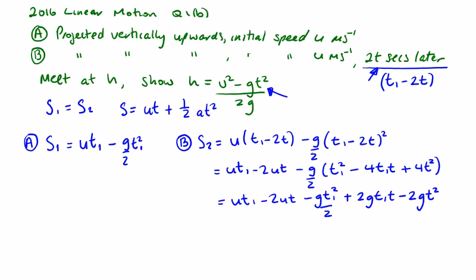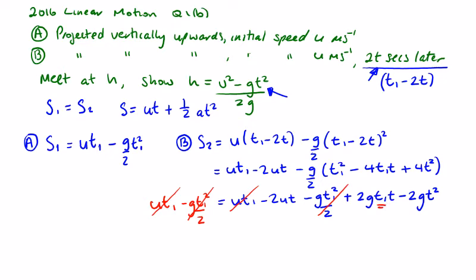So S1 and S2 have to be equal, so let me bring S1 down so I don't have to write that big equation out again. ut1 minus gt1 squared over 2 has to be equal to the right. Straight away we can see we have a ut1. We also have a gt1 squared over 2. The three remaining terms all have a 2 in them. I won't cancel them too quick. They also have a t in them.